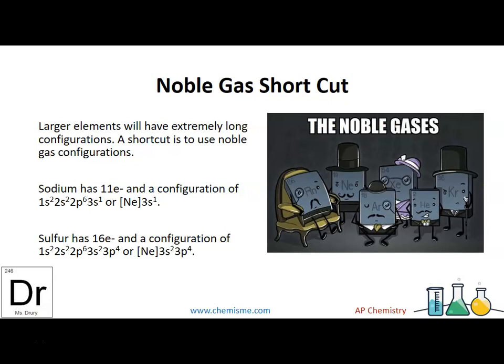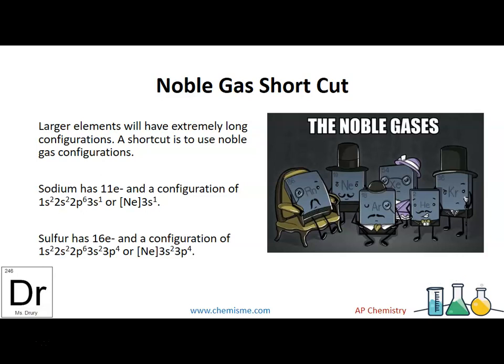A noble gas shortcut will be helpful when we won't want to write out the really long configurations. It is called the noble gas shortcut because you have to find the noble gas numerically before the element. Once you find it, you put it in brackets and assume its electron configuration, or the number of electrons it has. And from there, you just add on, like Aufbau says, however many electrons you need to fill the configuration.